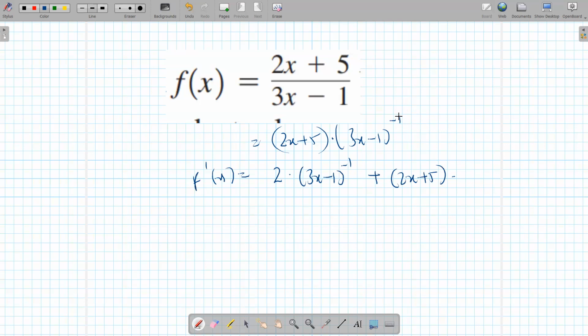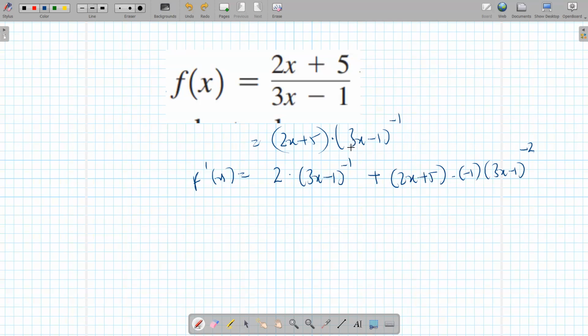It is going to be, the -1 is going to come in the front, times 3x minus 1 to the power of -2. You see that? It would have been 3 if this was a power of 1, but it's not. It's -1. It's in the denominator. This is like a denominator question, so you've got to treat it as such, like a power rule. It's not going to be 3.